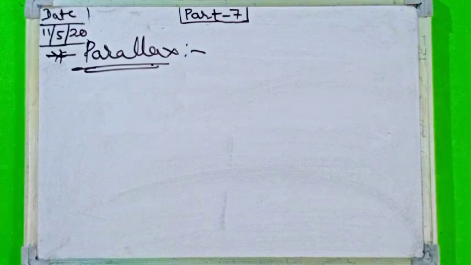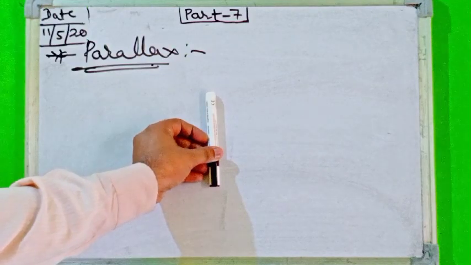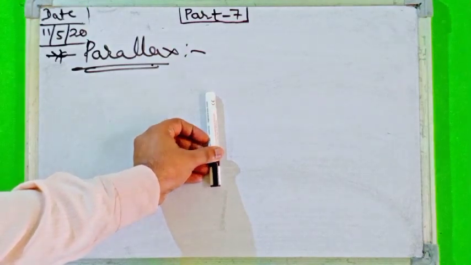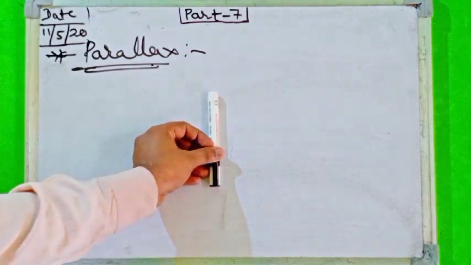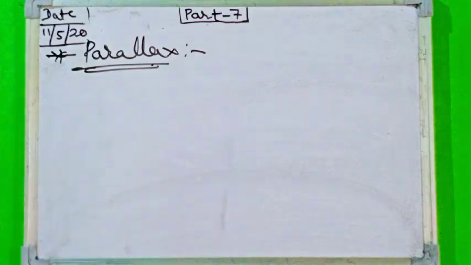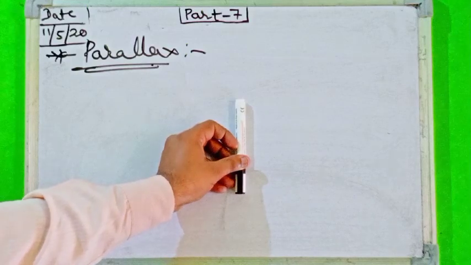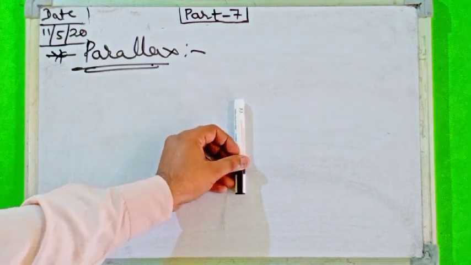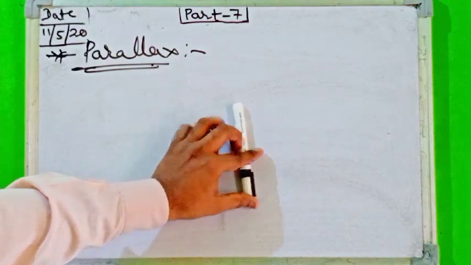For this, I am taking an example. Suppose a pencil is kept here, and you are standing just in front of the pencil and observing this pencil or marker by closing your left eye and then your right eye. By closing your left eye, the background of the pencil changes, and by closing your right eye, the background of the pencil changes again.